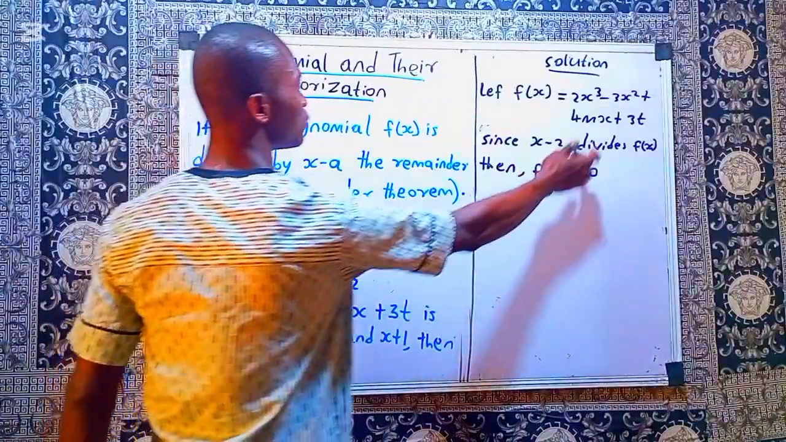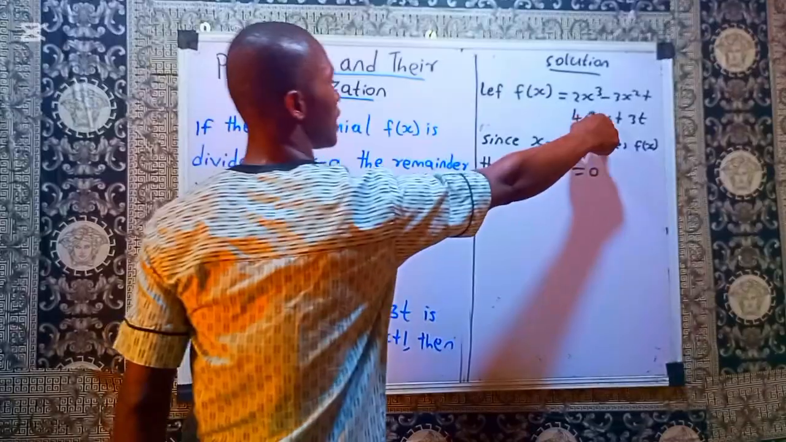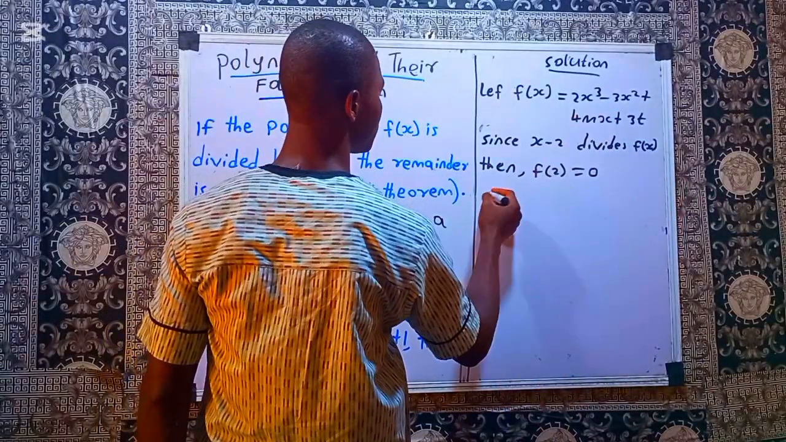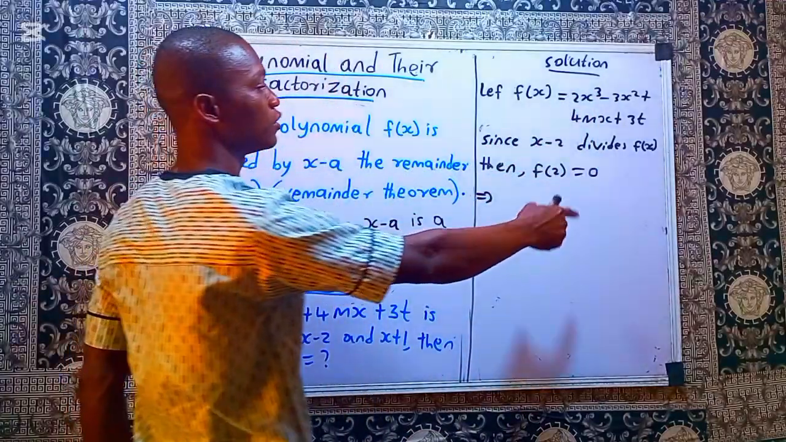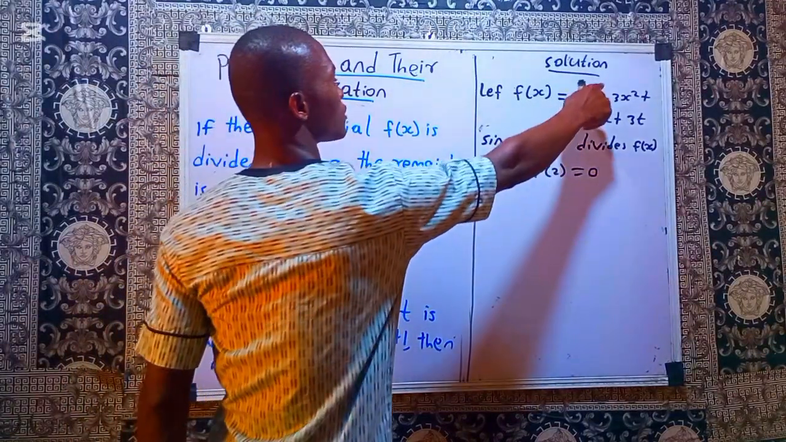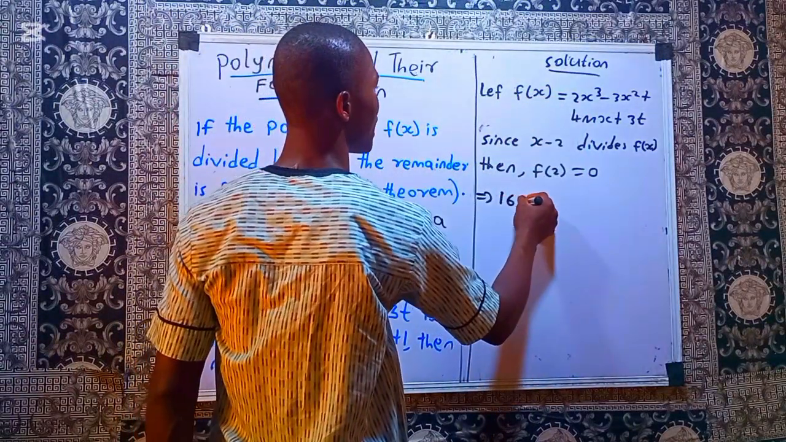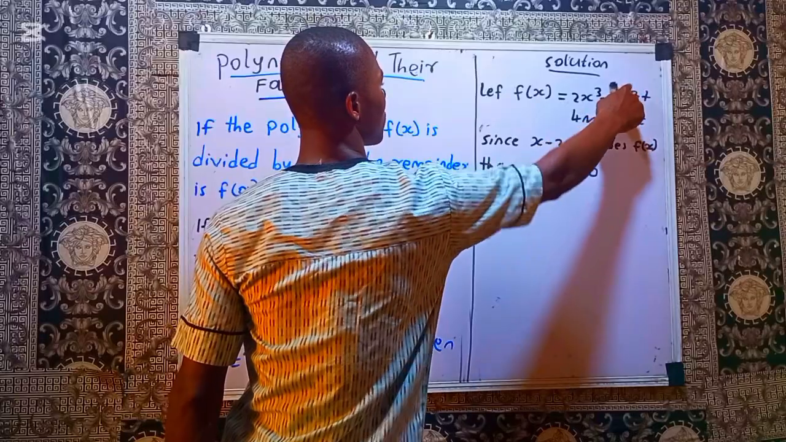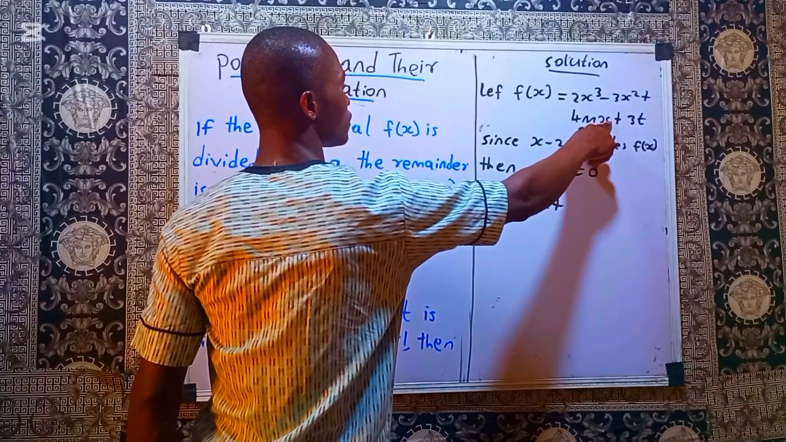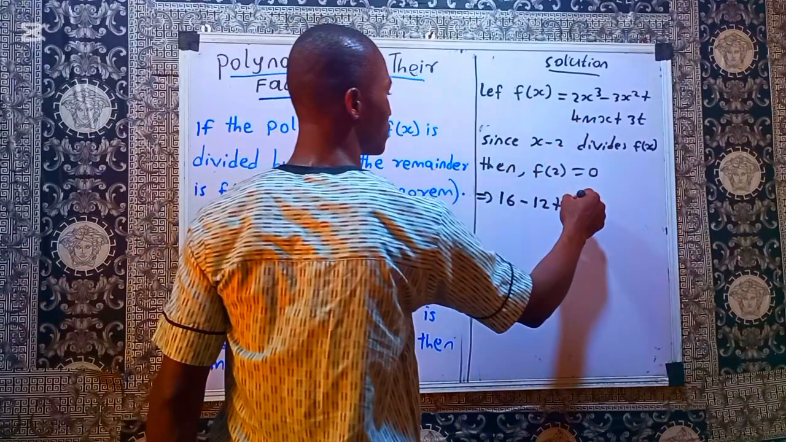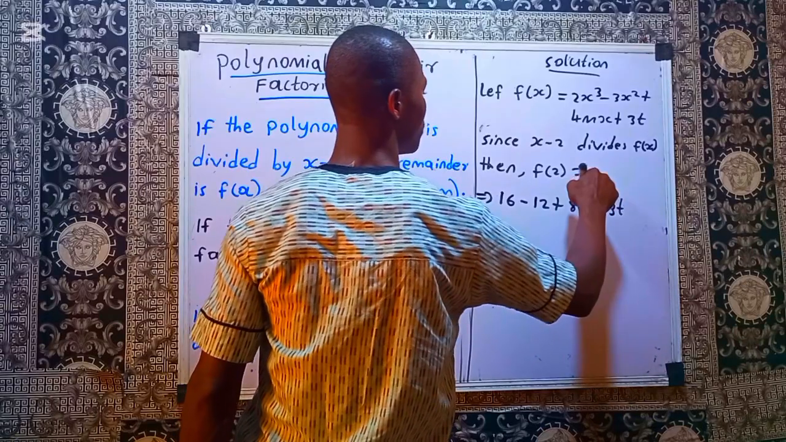We are going to substitute 2 in this polynomial given to us here. So anywhere you see x, you substitute 2 for what? x. So here now we are having 2x raised to power 3. So our x is what? 2. 2 raised to power 3 is what? 8. Multiply 2 is 16. So I have 16 minus 2 raised to power 2 is 4 times 3 is 12. We have minus 12 plus, we have 2 times 4m is what? 8m plus 3t.